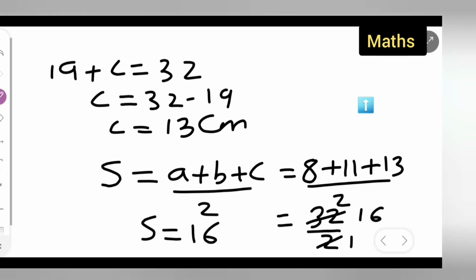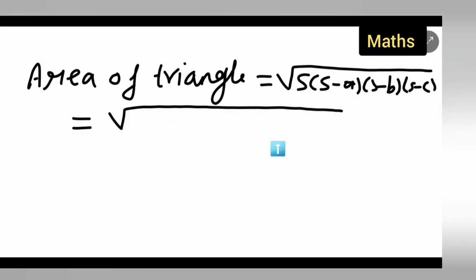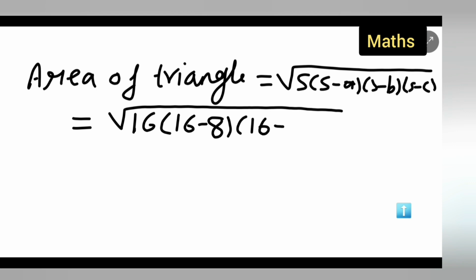Next, let us find the area of triangle. So area of triangle is equal to root of S into S minus A into S minus B into S minus C. Okay. So let us see what is the value of S. 16. So we got 16. So here it will be 16 minus 8, 16 minus your B, which is 11, and 16 minus your C, which was 13, right?